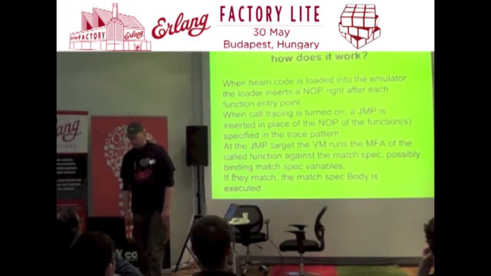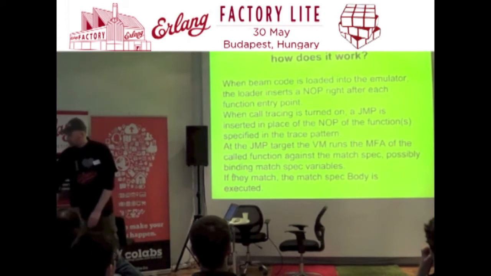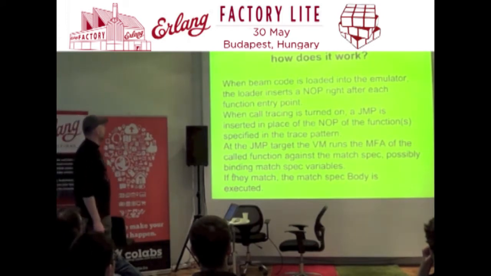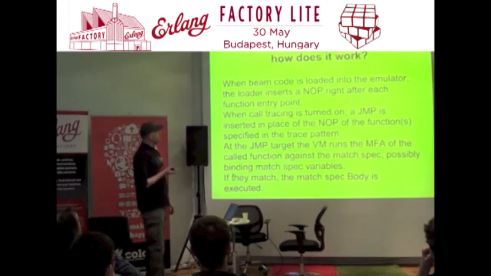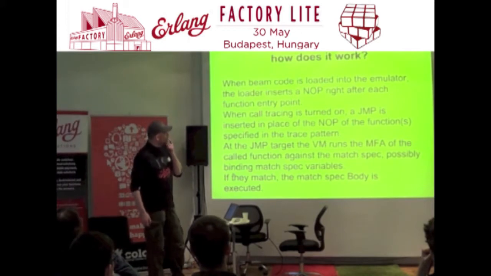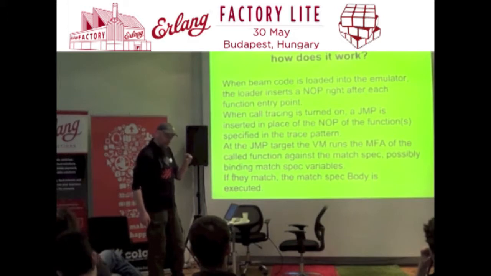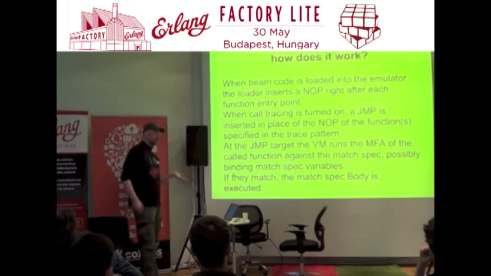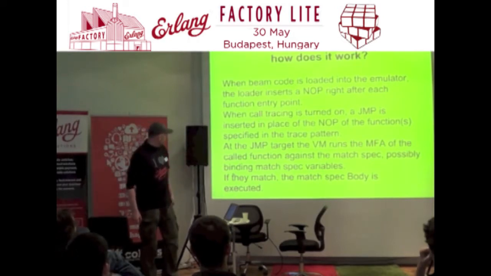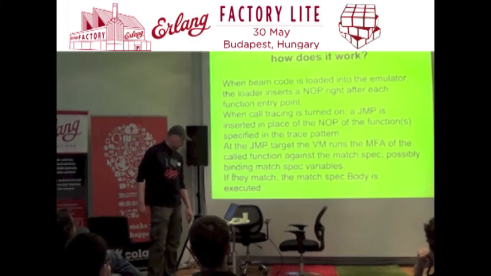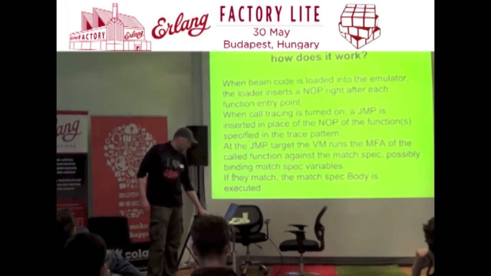I'm not gonna read this to you. I'm assuming you can all read, but basically it's done by the loader. The loader will put a no operation in, there's a beam instruction called no. We'll put that into various places in the beam code and it's loaded into the emulator. And that no can be turned into a jump, basically, by the trace function.